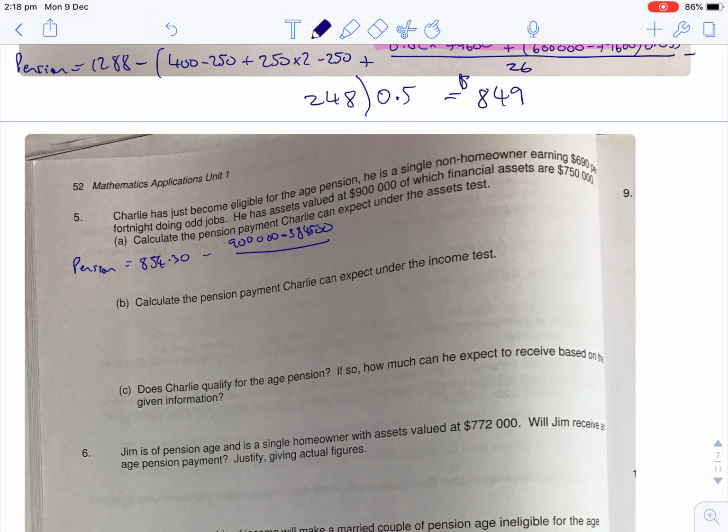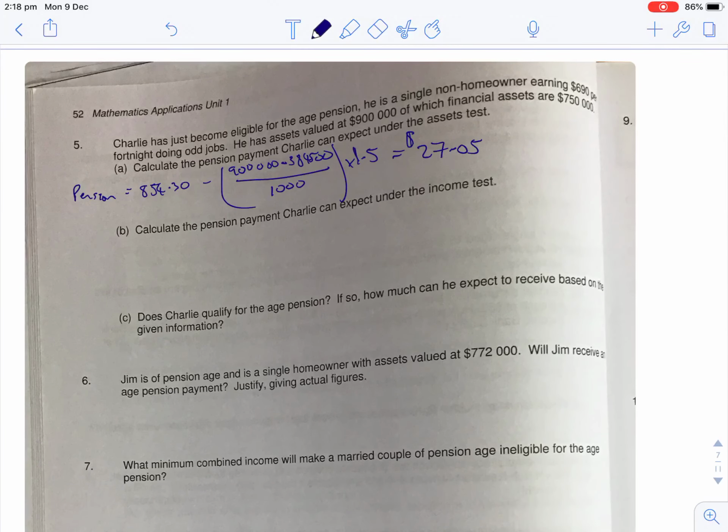He will only get penalised per $1,000, so you then divide that by 1,000 to work out how many thousands he is over. And for each $1,000 over, he'd lose $1.50. So times the $1.50, and what you'd get from there is that he'd wind up with a pension of $27.05 per fortnight. So he's got quite a lot of assets. He's still going to get a small amount, not very much, but he would still get a little bit of pension there, so he does qualify.